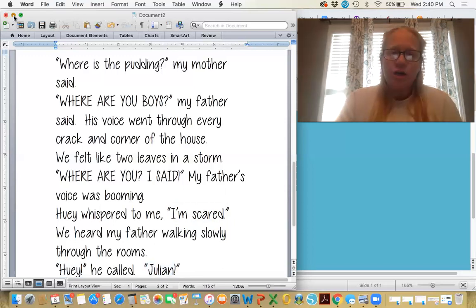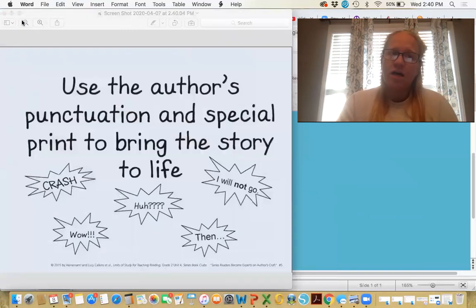Okay, so if we take a look, we've been building on our anchor chart. We're going to go ahead and add this to the anchor chart. It says we use the author's punctuation and special print to bring the story to life. All right, so here are some examples. Crash, with question marks. I will not go. Do you notice how that's bolded right there? So that gives us that emphasis.